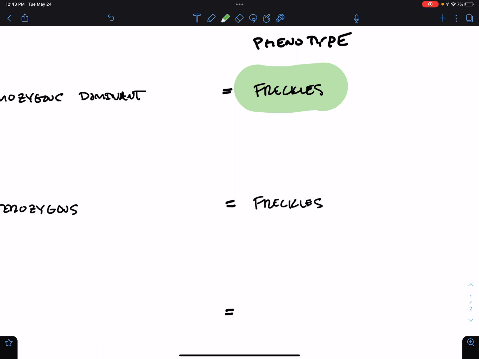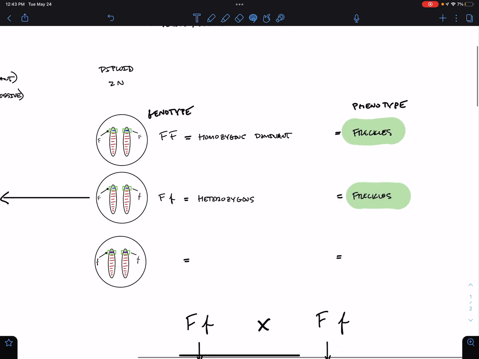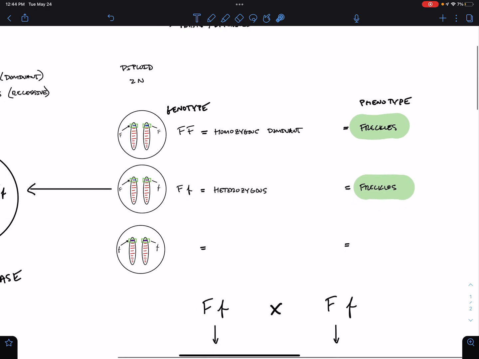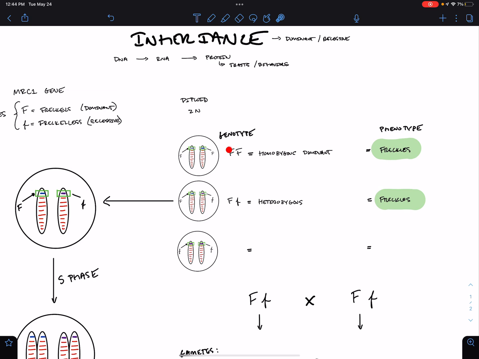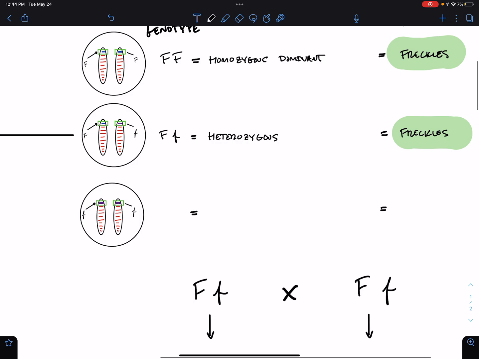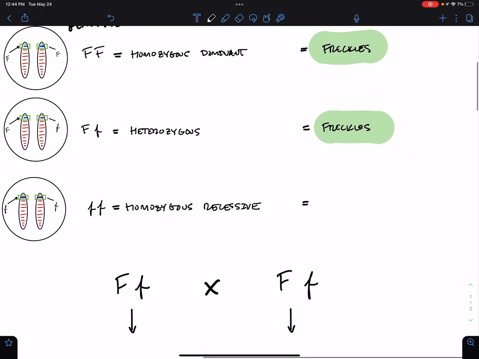Okay, so your phenotype is you have freckles. So if you're heterozygous, you have the same phenotype as if you're homozygous dominant. You have freckles either way, even if you have one copy of this little f allele. This is because the capital F allele is dominant over the little f allele. So the only way that you'll have no freckles is if you are little f, little f. This is homozygous recessive. So if you're homozygous recessive, you are freckleless.